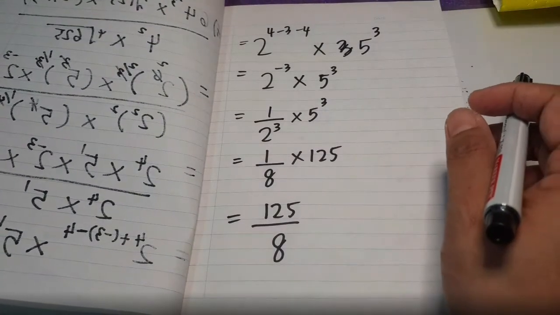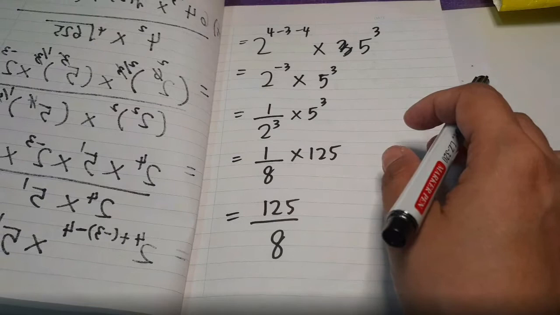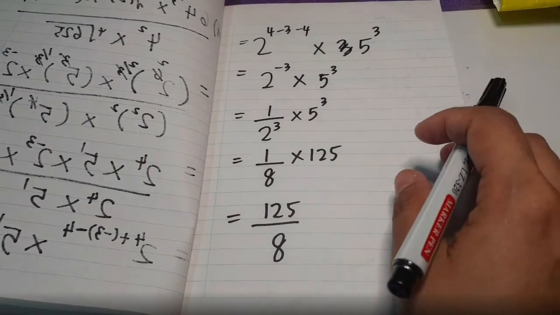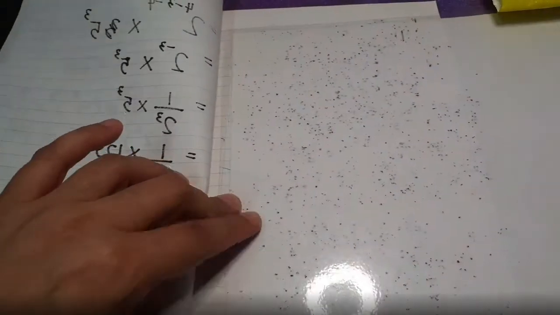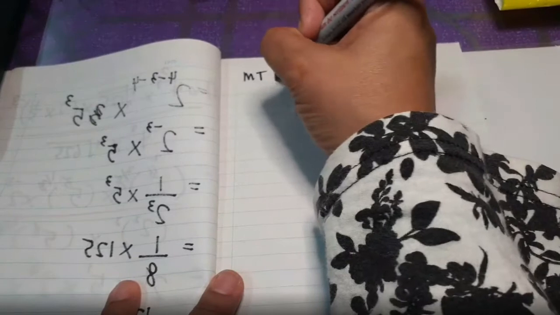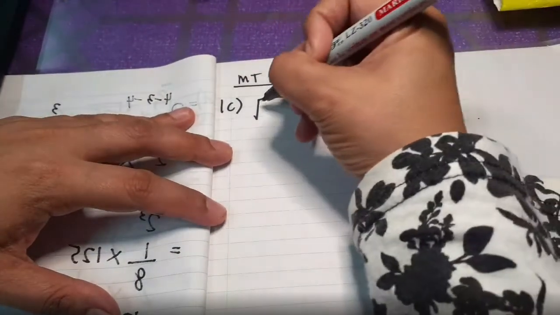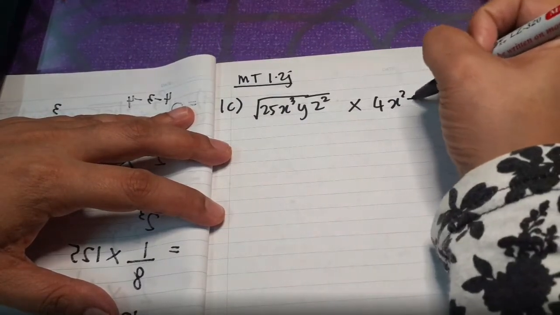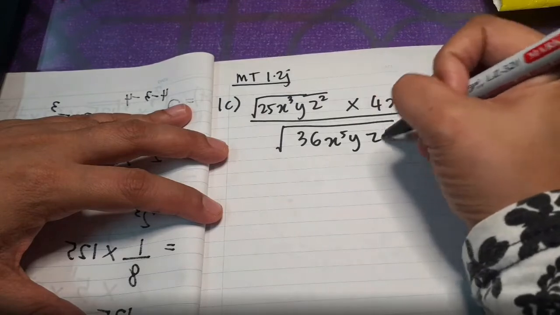Exercise 1. Number 1C. Number 1C, mind test 1.2J, correct? Yep. So 1C, okay. Mind test 1.2J, number 1C. 25 x power of 3 y z power of 2 multiply 4 x power of 2 z over square root of 36 x power of 5 y z power of 8.